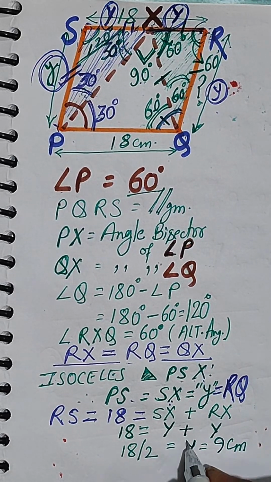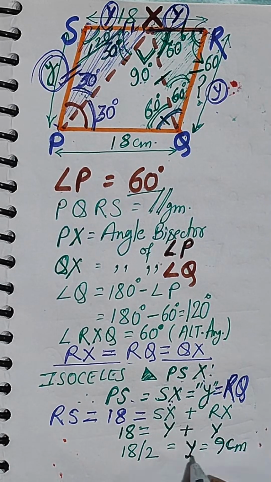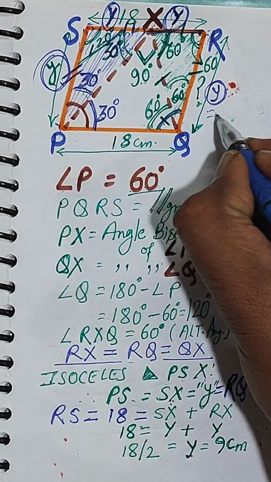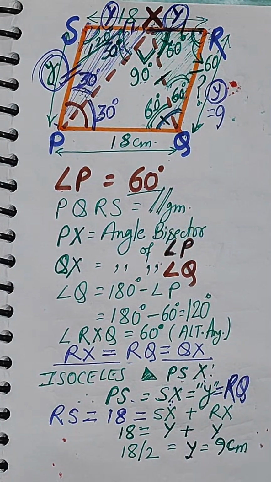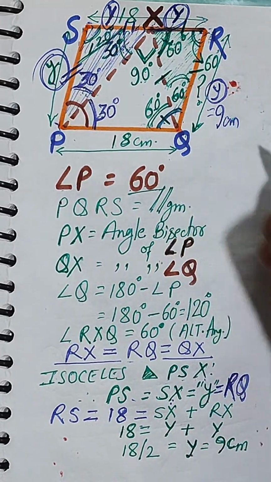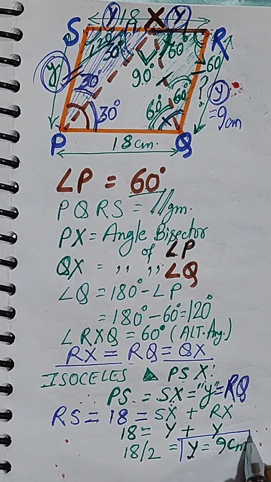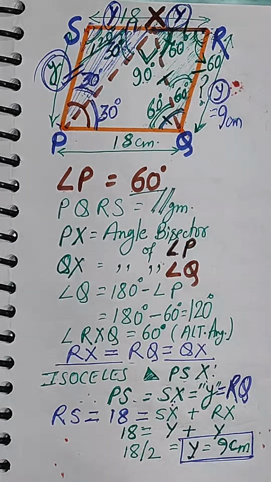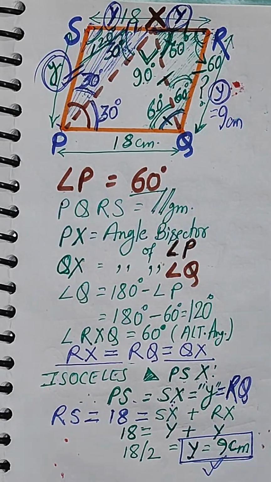So 9 centimeter is the value of RQ. This is equal to 9. I think you got it. And in this way we have calculated the value of Y.